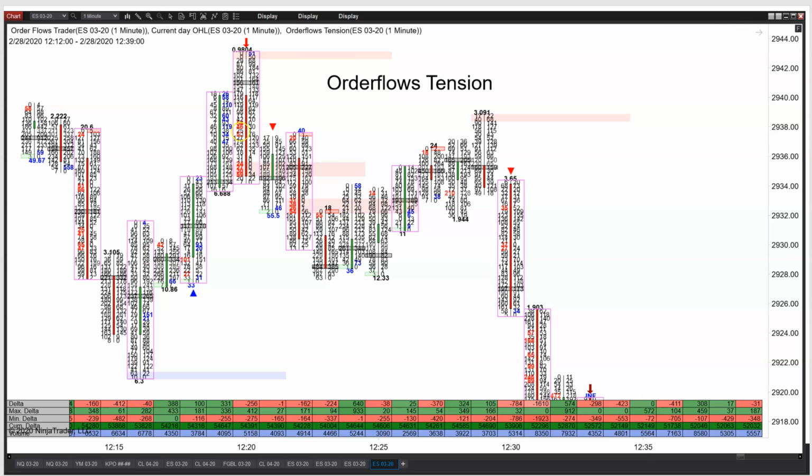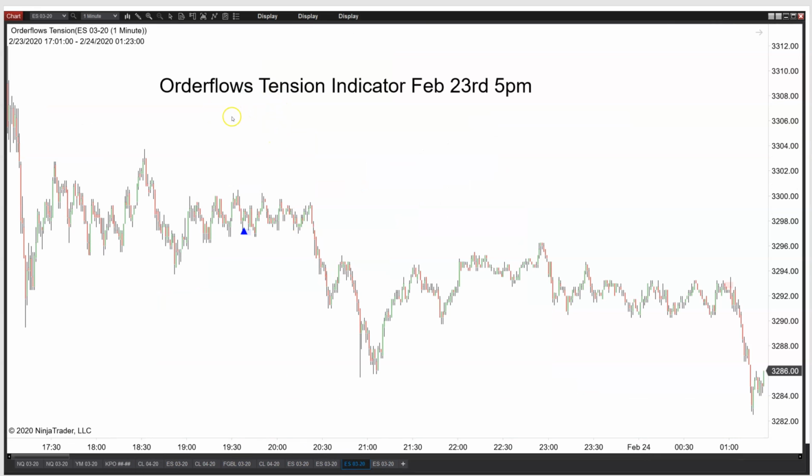You can see here's a sell up here, there's a buy here, here's another sell. And you have to know what you're looking for. So what we did is, I took this analysis and we put it into an indicator. Here you can see the tension indicator.